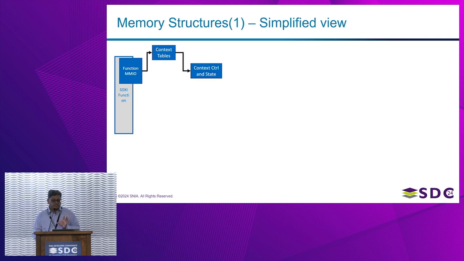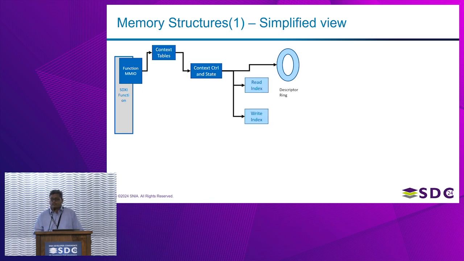These are the context tables that need to be controlled, and they have specific control and state information. A context typically has at least one descriptor ring to which you will enqueue your work, and a read and a write pointer. Think about it like a head or a tail pointer, right?